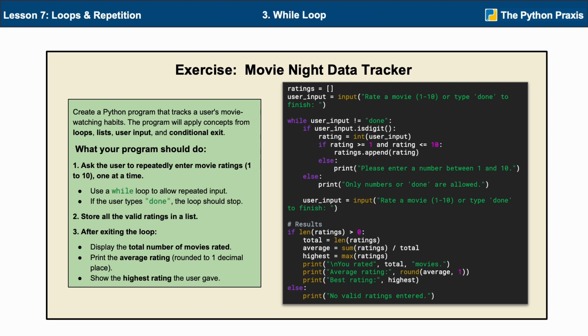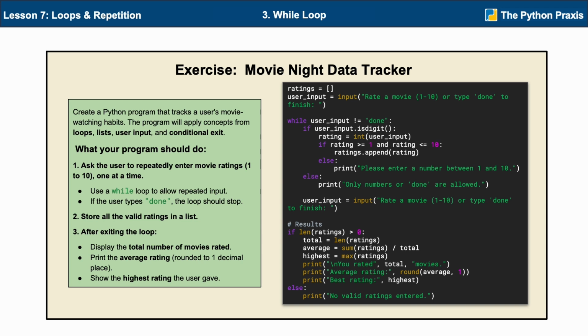The program will apply concepts from loops, lists, user input, and conditional exit. What your program should do: ask the user to repeatedly enter movie ratings 1 to 10, one at a time. Use a while loop to allow repeated input. If the user types done, the loop should stop. Store all the valid ratings in a list.